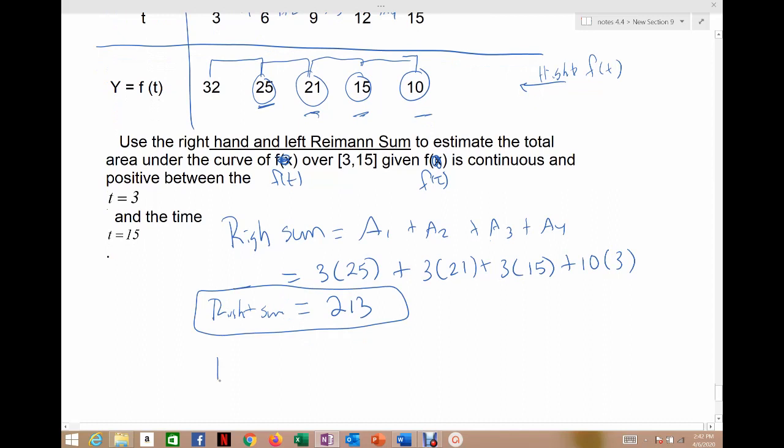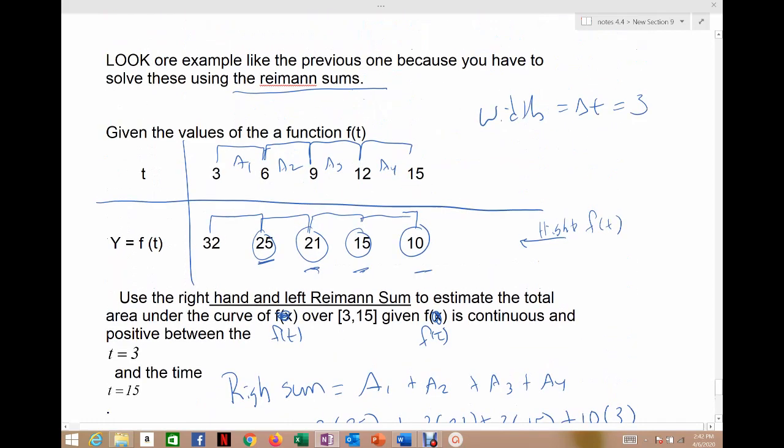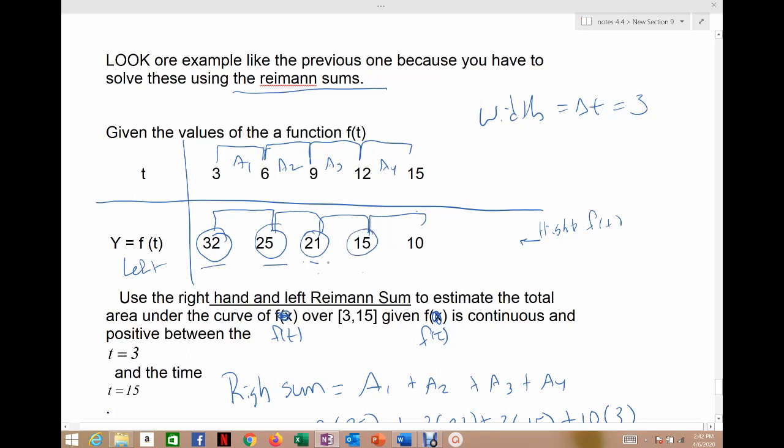Now my left sum. Again, I'm going to add up 4 areas. My width is still 3. The heights, though, are now going to change, so I'm going to erase this. If I'm on the left side, meaning I start here, I draw my rectangle this way. That would be my first area. Then I draw using my left side, and then my last one using my left side. Those would be the heights that I would go up.